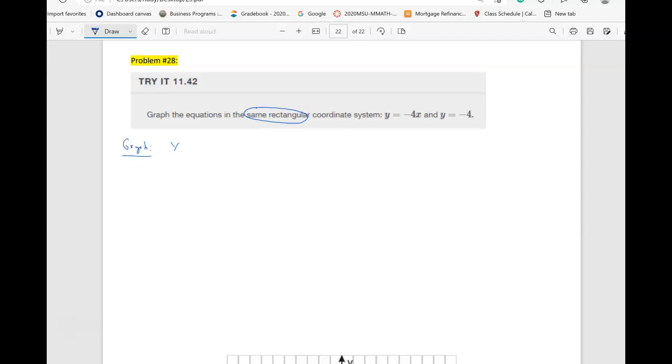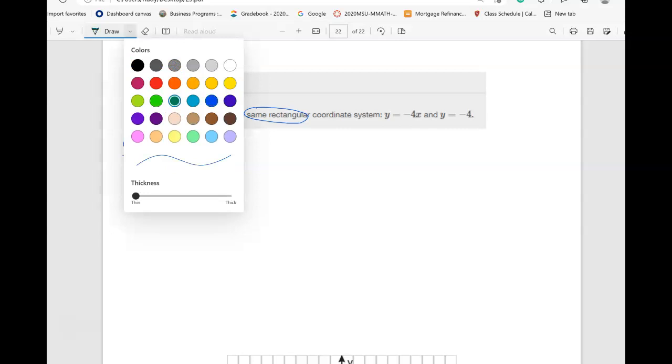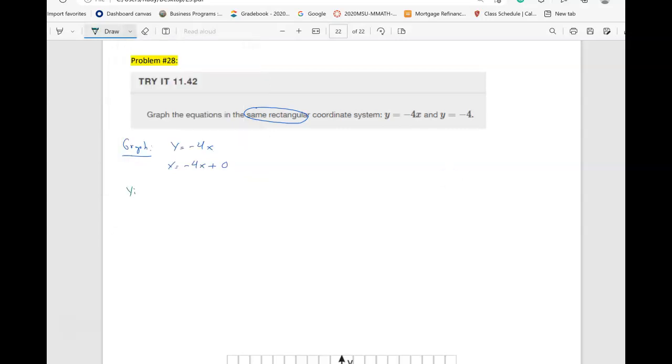The first equation, y is equal to negative 4x. And this one really is y is equal to negative 4x plus the value of 0. So our y-intercept is going to be the values of 0, comma 0, which is the origin. And then your slope is equal to negative 4 over 1.